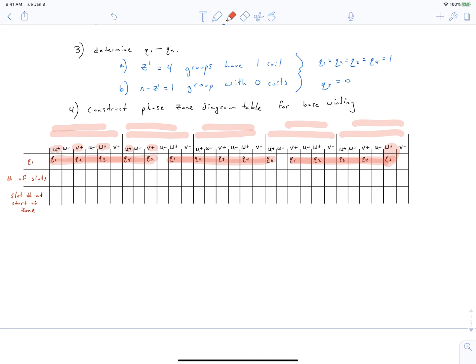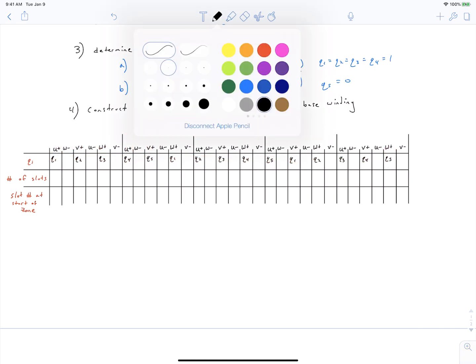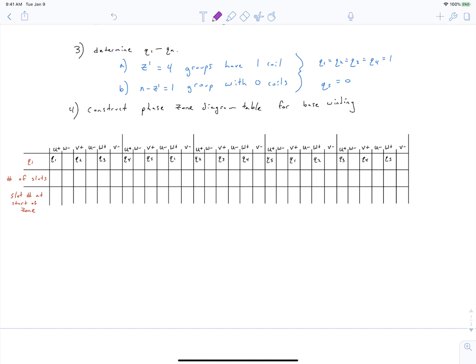So remember, our base winding is the shortest independent length of our winding, so that our winding can be viewed as being several base windings connected together. And then we label the return coil sides. And finally, we label the slot number that is occurring at the start of the zone, because this will make it much easier for us to draw our winding layout schematic.